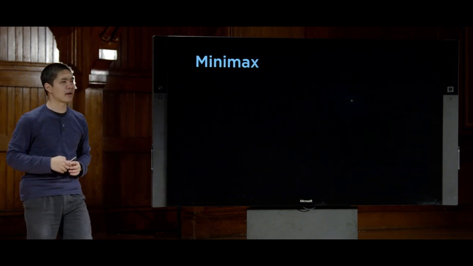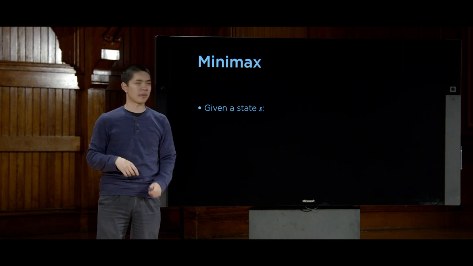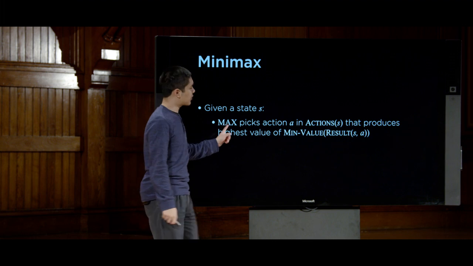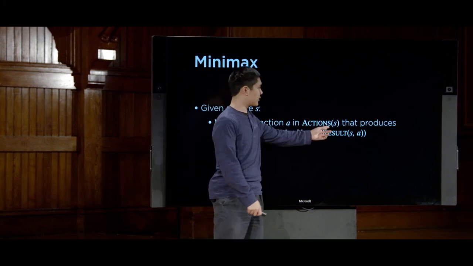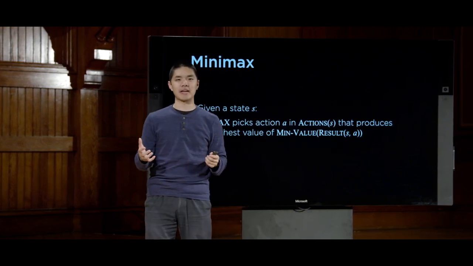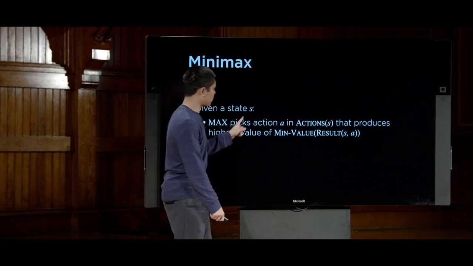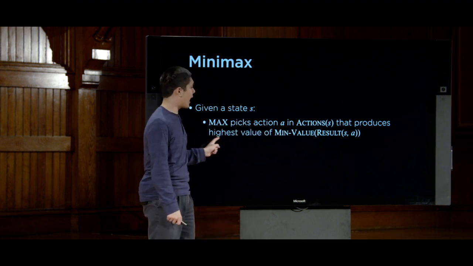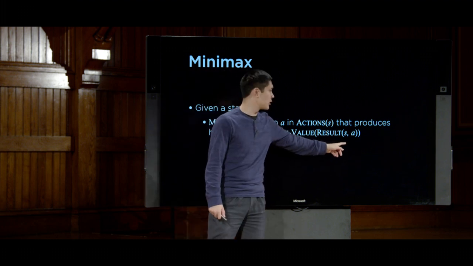So what exactly is happening in the minimax algorithm? Well, given a state S, we need to decide what to do. If it's the Max player's turn, then Max is going to pick an action A in actions of S. Recall that actions is a function that takes a state and gives me back all of the possible actions that I can take. It tells me all of the moves that are possible. The Max player is going to specifically pick an action A in this set of actions that gives me the highest value of min value of result of S and A.